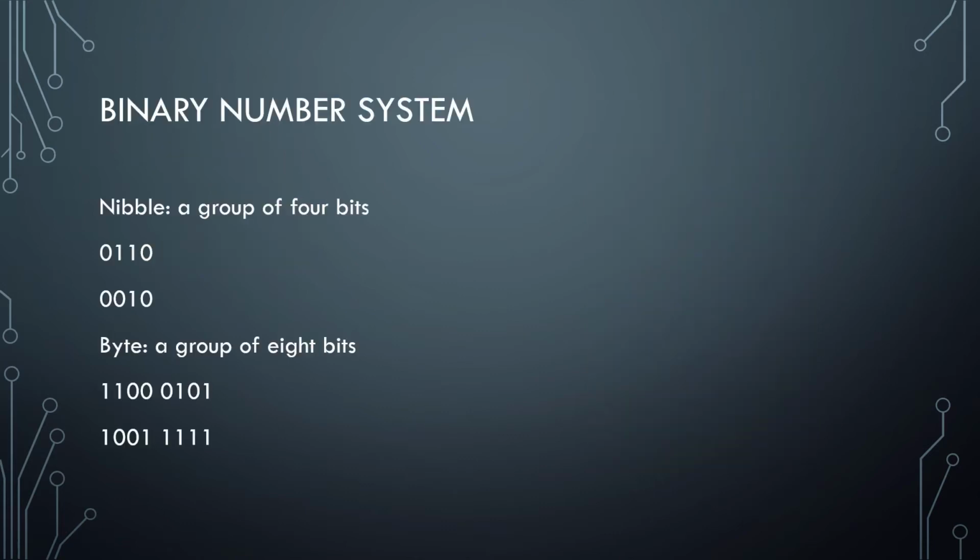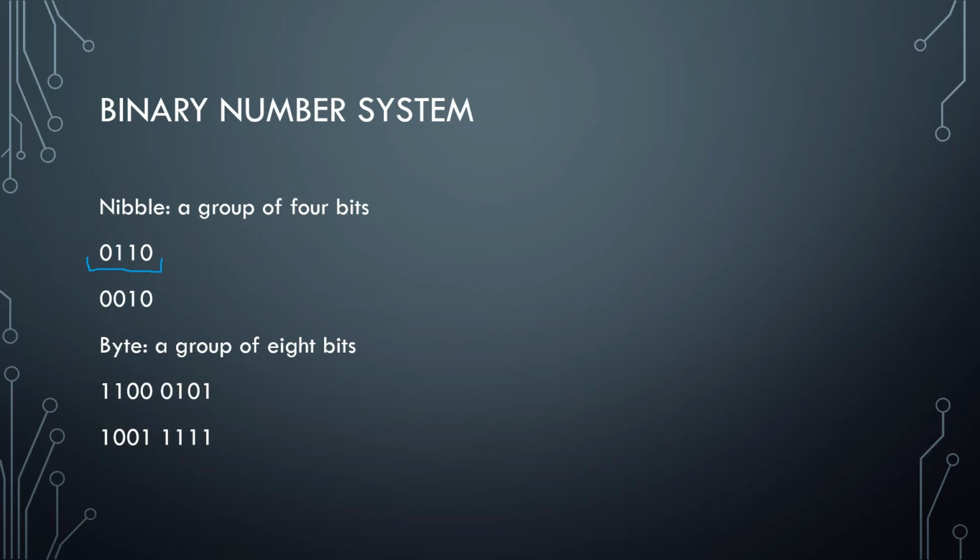A couple important things to note about the binary system is that typically numbers are written in nibbles and bytes. Those are weird words, I know, so let's break those down a little bit. A nibble is just a group of 4 bits, right? A bit is the smallest unit. It's either a 1 or a 0. And a nibble is just a collection of 4 of these. And typically when we are using binary numbers, we will group them together in nibbles. A byte is a group of 8 bits.